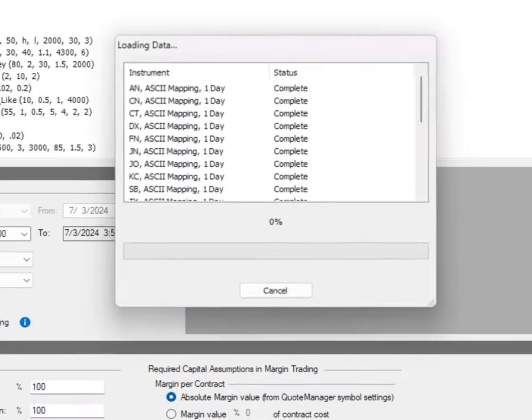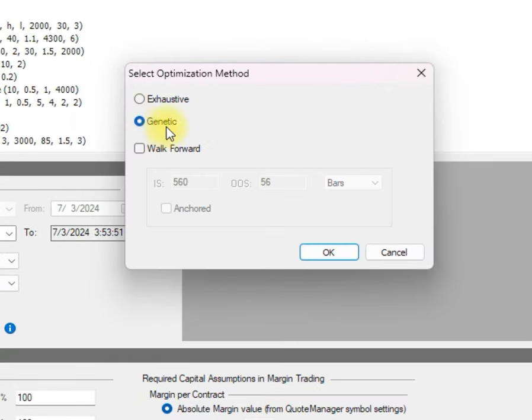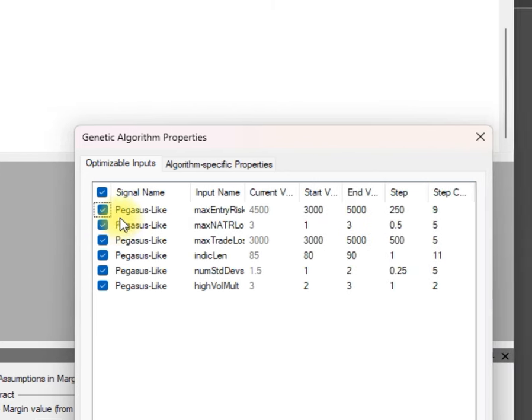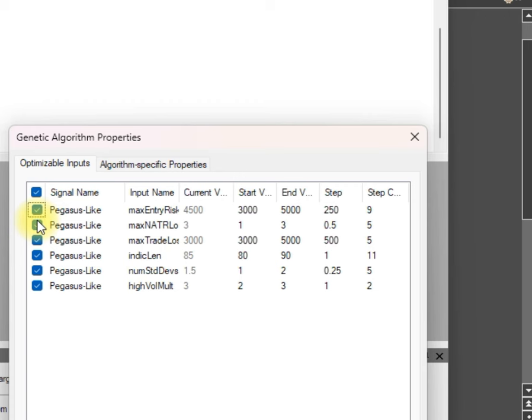I clicked on it twice for some reason. I'm going to do a genetic optimization. Okay, I'm going to hit OK. This is very simple. Let's do the max entry. Let's turn these off. Okay, we're going to do that by $125. Let's do the max trade loss, from 3,000 to 6,000 by $25.